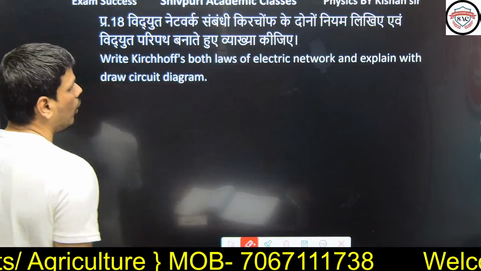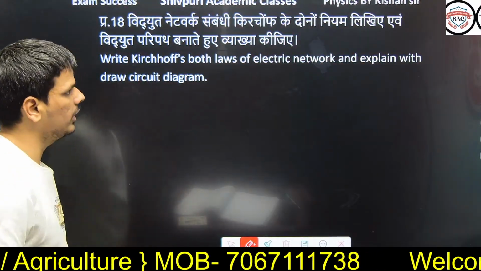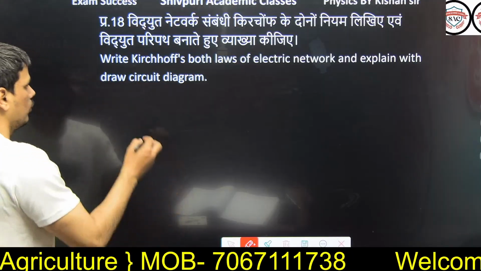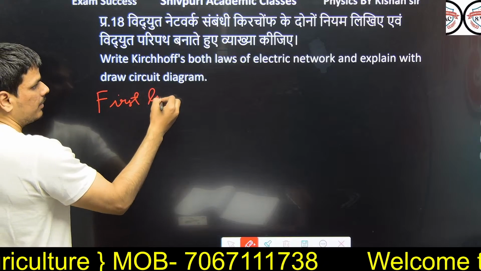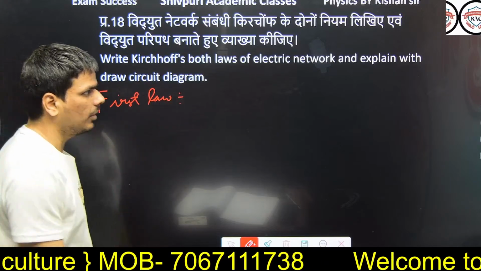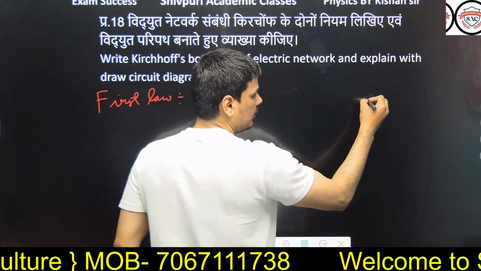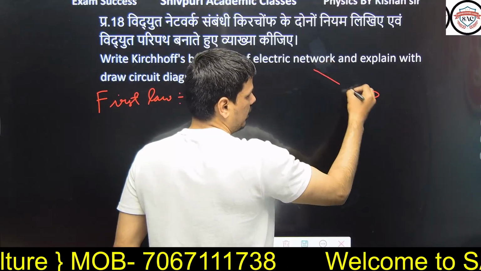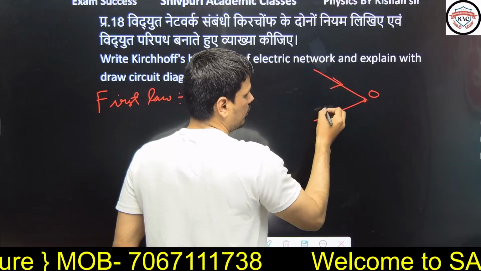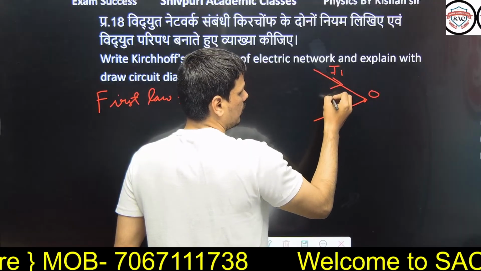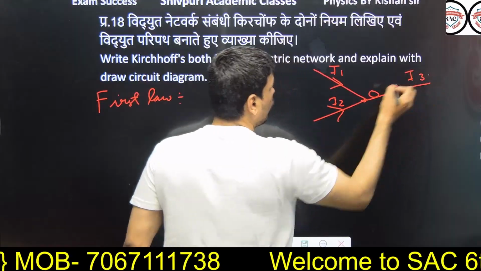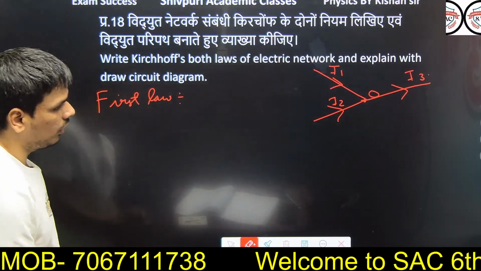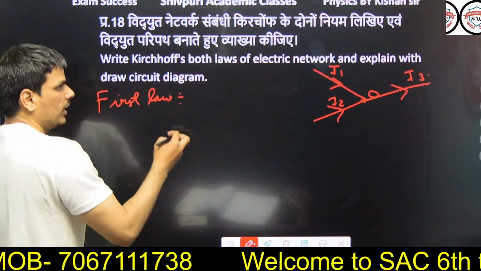Okay. Now question number 18. Write Kirchhoff's laws of electric network and explain with a circuit diagram. So first, the first law of Kirchhoff is generally based on the conservation of charge. Suppose there is a junction. This is our junction O, and here some currents are coming. Suppose I1 and I2 are coming and I3 is leaving.